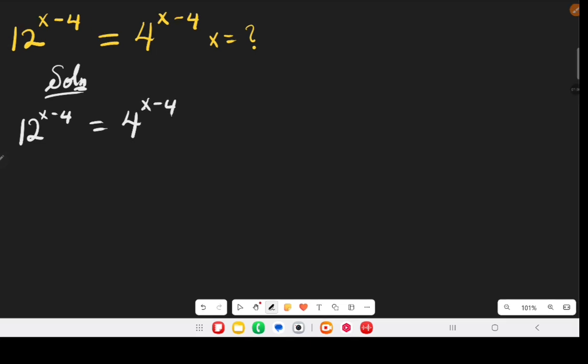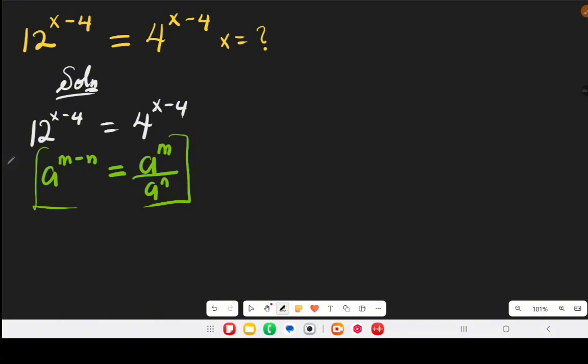In the division law of indices, we have a raised to the power of m minus n can be expressed as a raised to the power of m all over a raised to the power of n. If this holds, we can express 12 raised to the power of x minus 4 as 12 raised to the power of x all over 12 raised to the power of 4, equal to 4 raised to the power of x all over 4 raised to the power of 4.